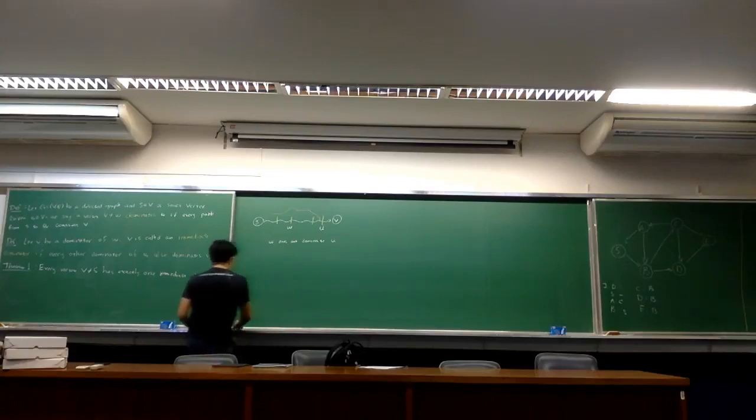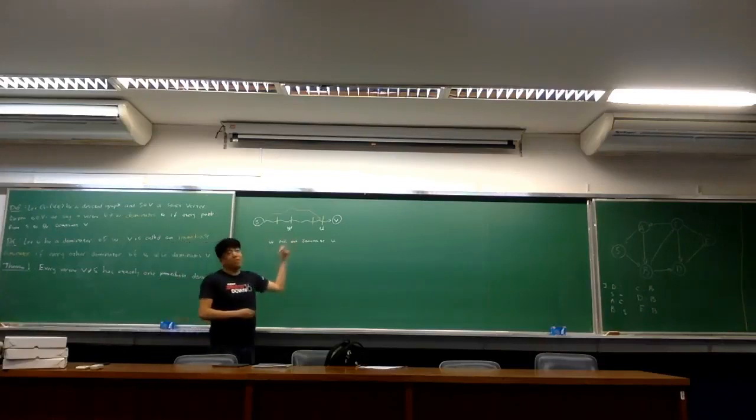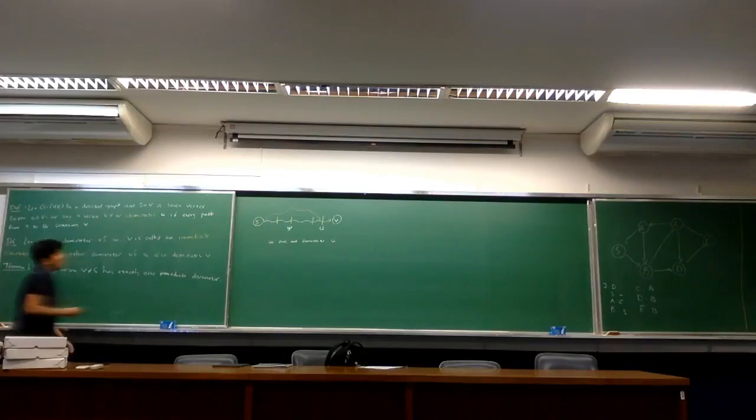So this means that this W cannot exist. So every other dominator of V has to dominate U. Hence, U is an immediate dominator. Is that clear? Cool. So this proves existence. And uniqueness is fairly easy.